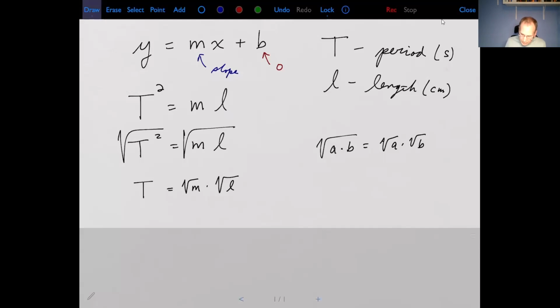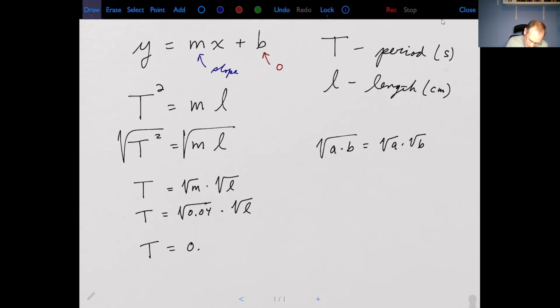Okay, so now we can actually plug in that value, right? So I know that my slope was 0.04, and you guys will be able to plug in your particular value when you do the linear fit to that graph, times the square root of L. The L is one of our variables, the T is our other variable. And then I can simplify: square root of 0.04 is 0.2. So really I can write this as T equals 0.2 times square root of L. And that's my answer. That's what I was looking for.